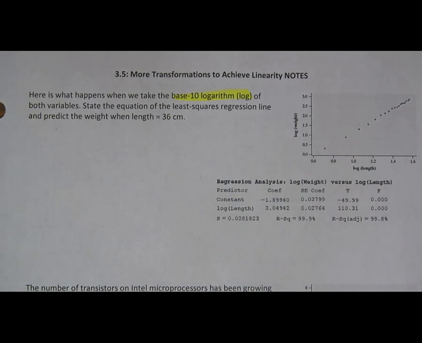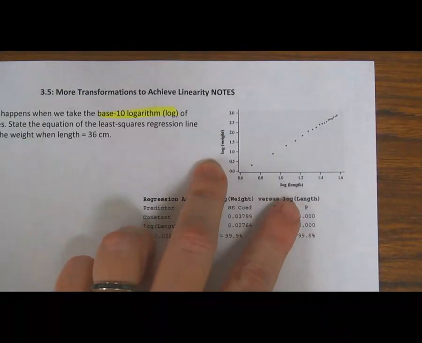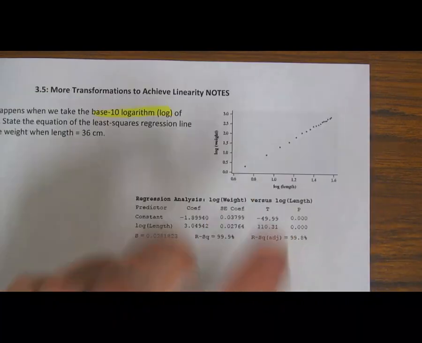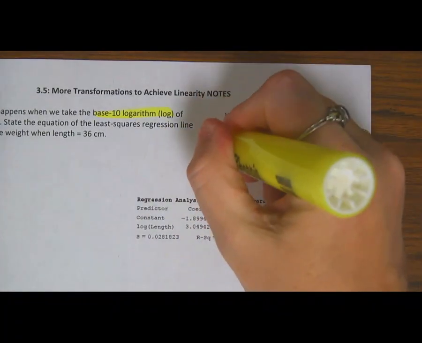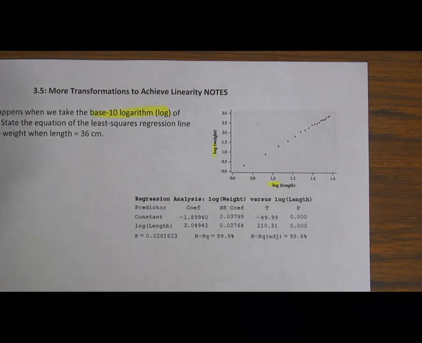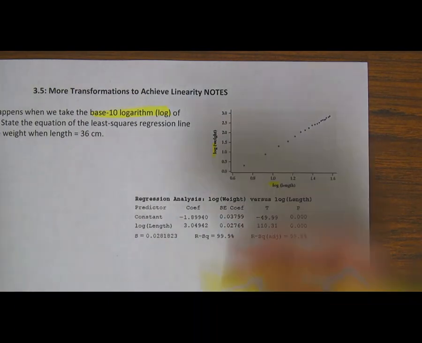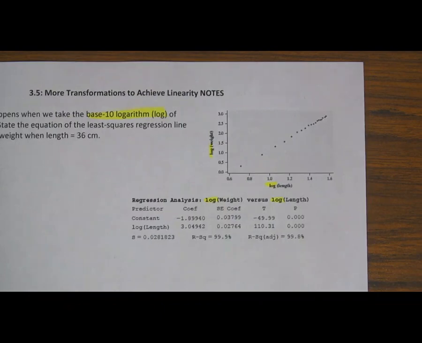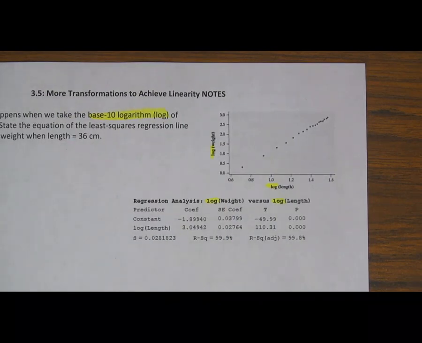Well, it says what we decided to do is we decided to take the log of both variables, the length and the weight of these fish. You can see that over here in the graph. The word log is in front of length, explanatory variable, and it's in front of weight, the response variable. You can also see it in the title of the computer readout. So it will be obvious to you what was done.